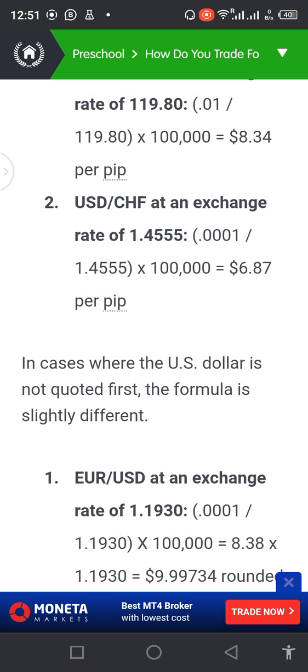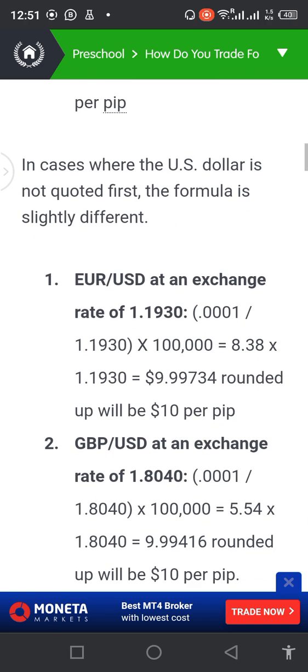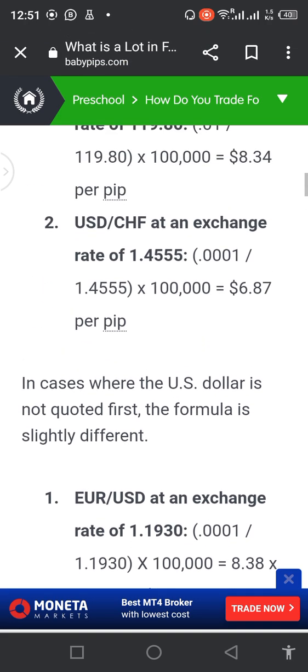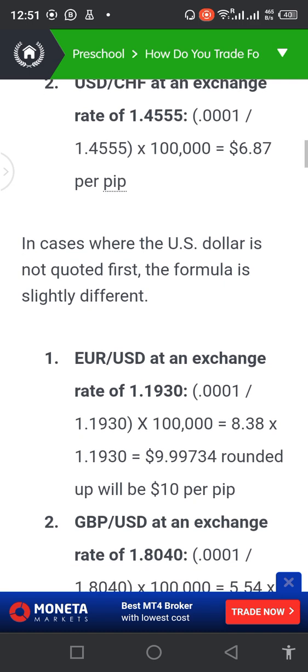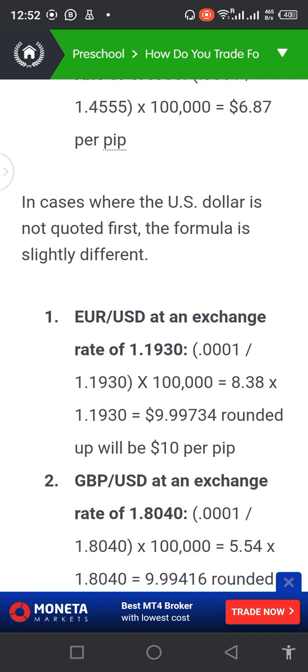In cases where the US dollar is not quoted first, the formula is slightly different. So you have to look at the pair. Is the USD coming first on the pair as the base, or is it not the base? You know, there is a base and a rate. So if the US dollar is not quoted first, the formula is slightly different. This is how the formula works.